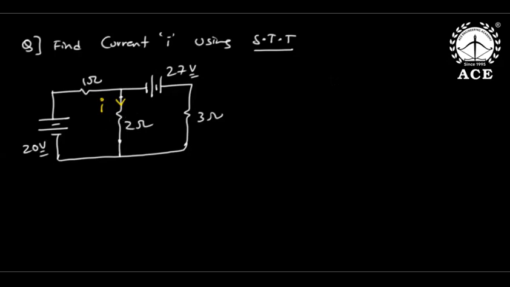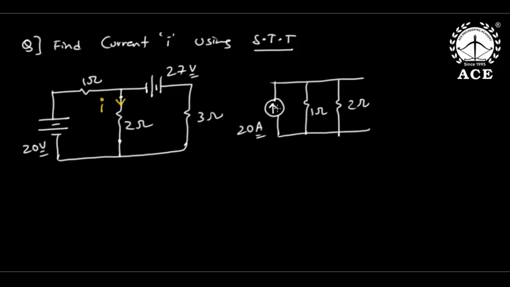With respect to the same 2 ohms, your voltage source in series can be converted into current source in parallel. So 20 volts in series with 1 ohm becomes 20 amperes in parallel with 1 ohm, because plus is up, so the arrow is up.